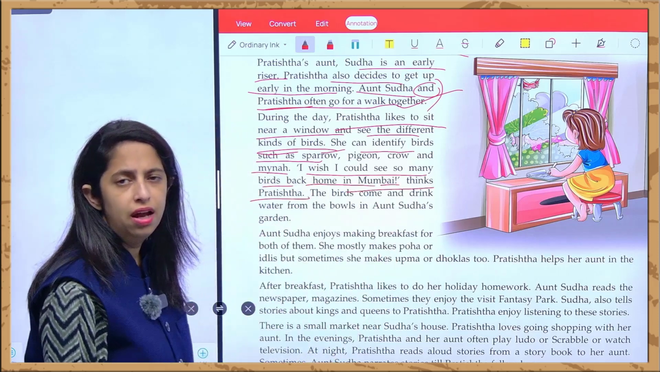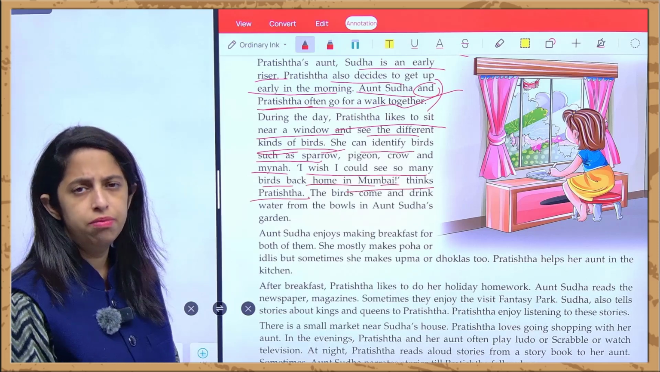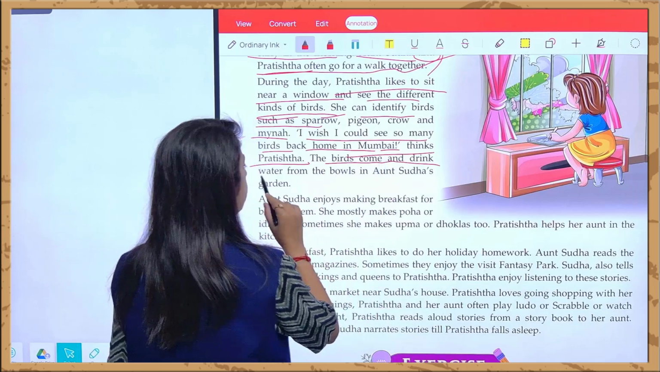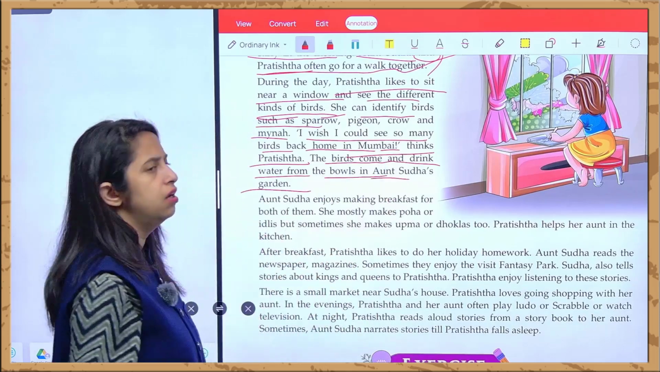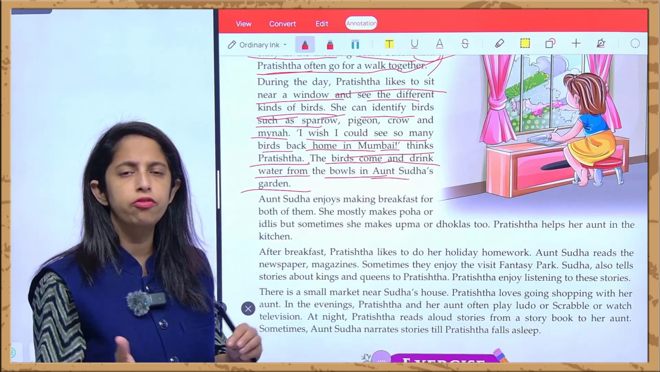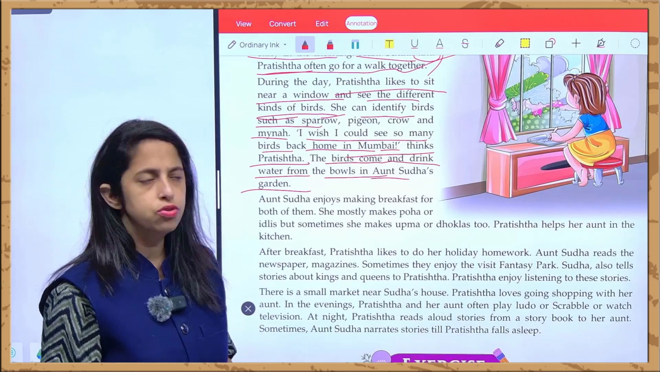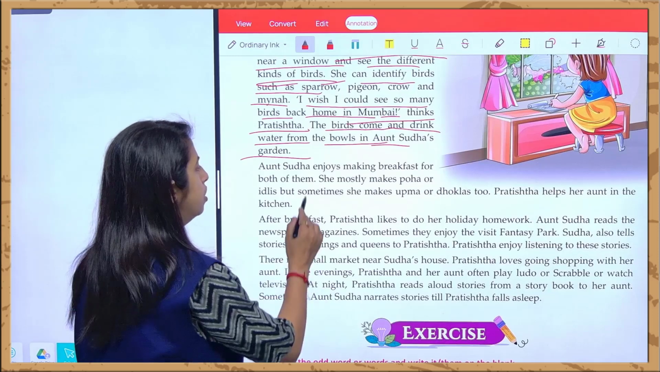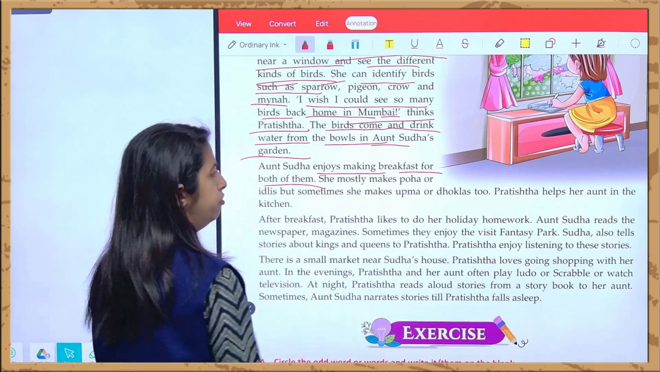Pratishtha is saying that when I go back to my place, I wish मैं वहाँ पे भी इतनी सुंदर सुंदर birds देख पाऊँ. The birds, they say, came and drank water from the bowls in Aunt Sudha's garden. Actually, Aunt Sudha has put a bowl full of water so that all the birds came over here and drank. Now Aunt Sudha, she just enjoys making breakfast for both of them.